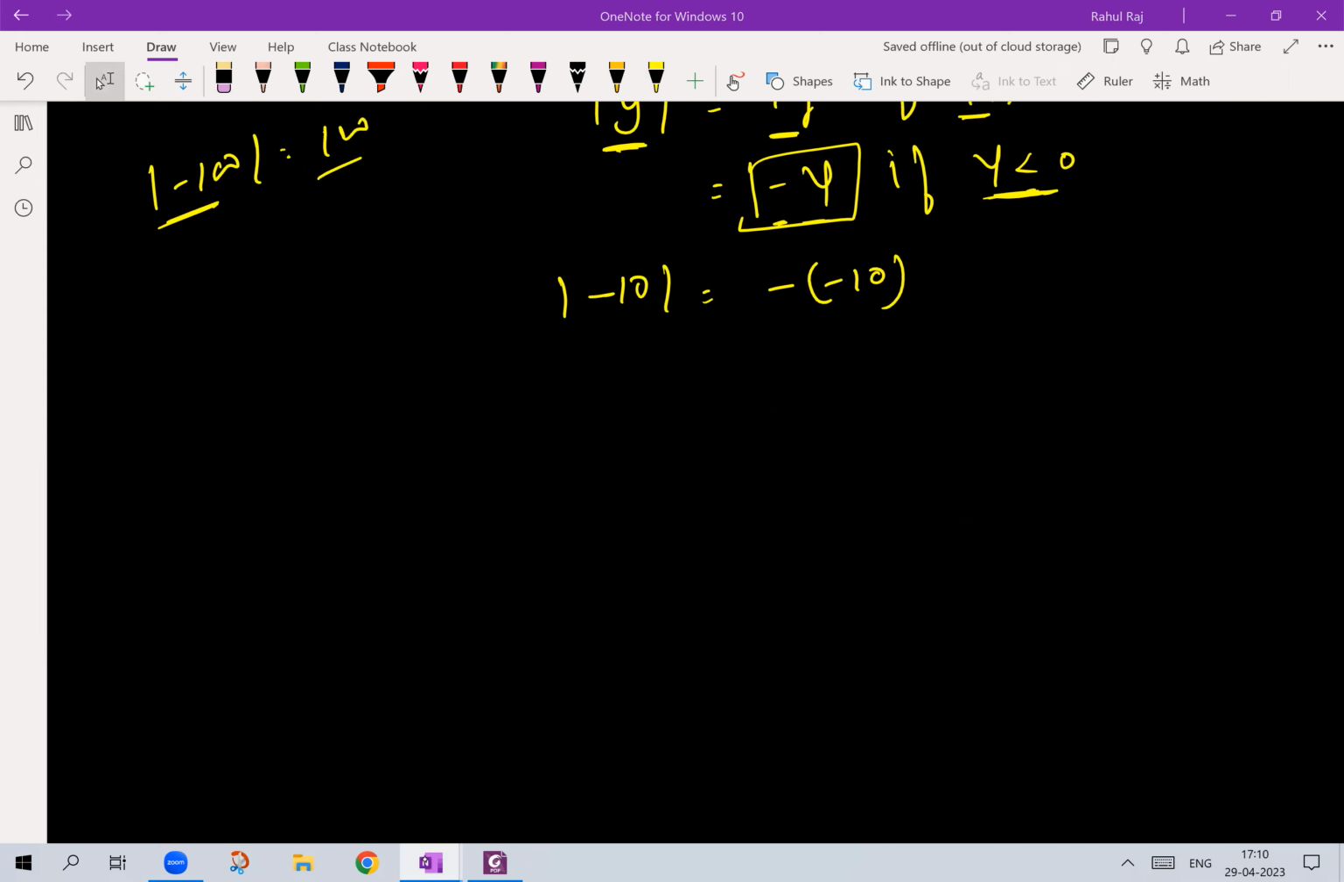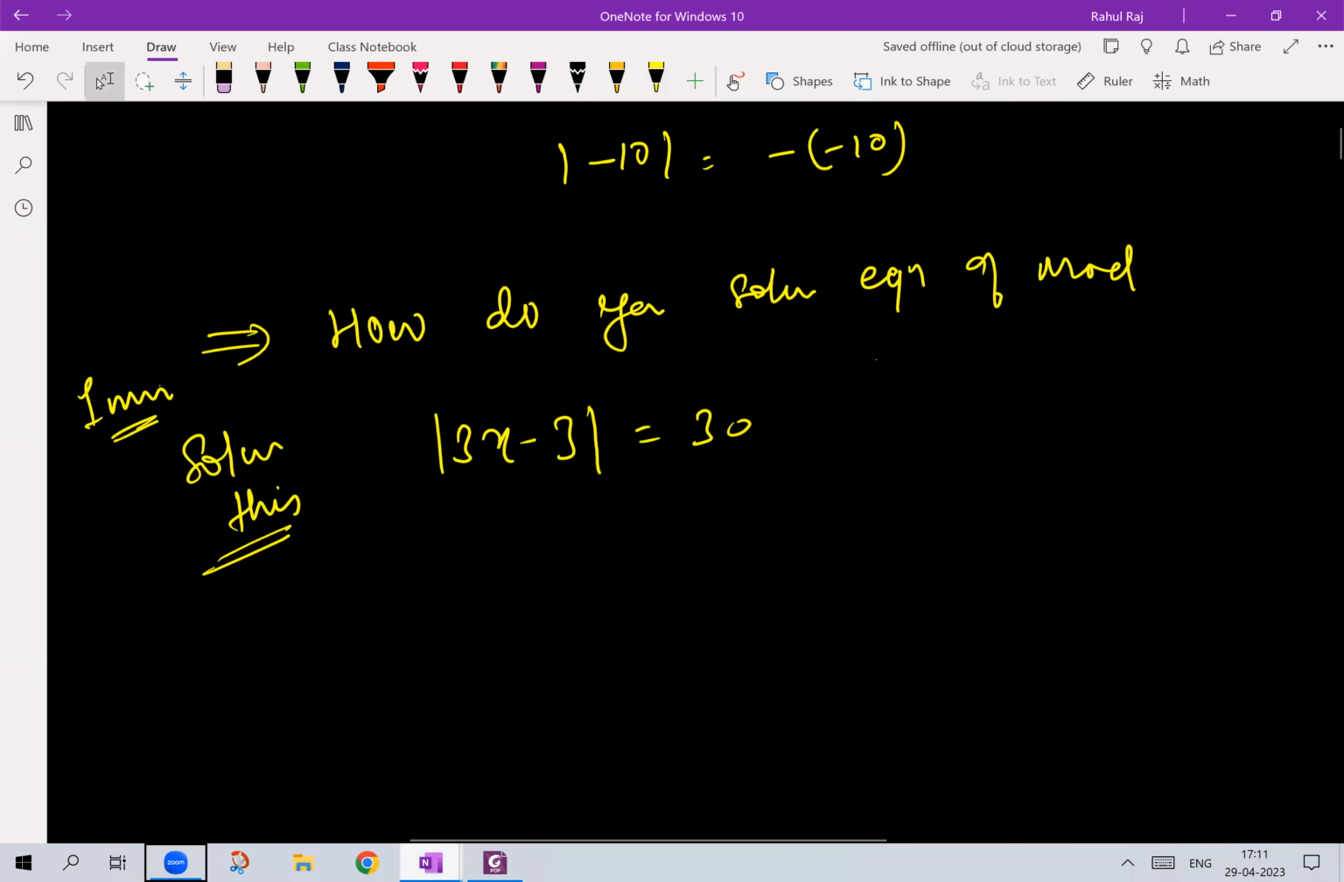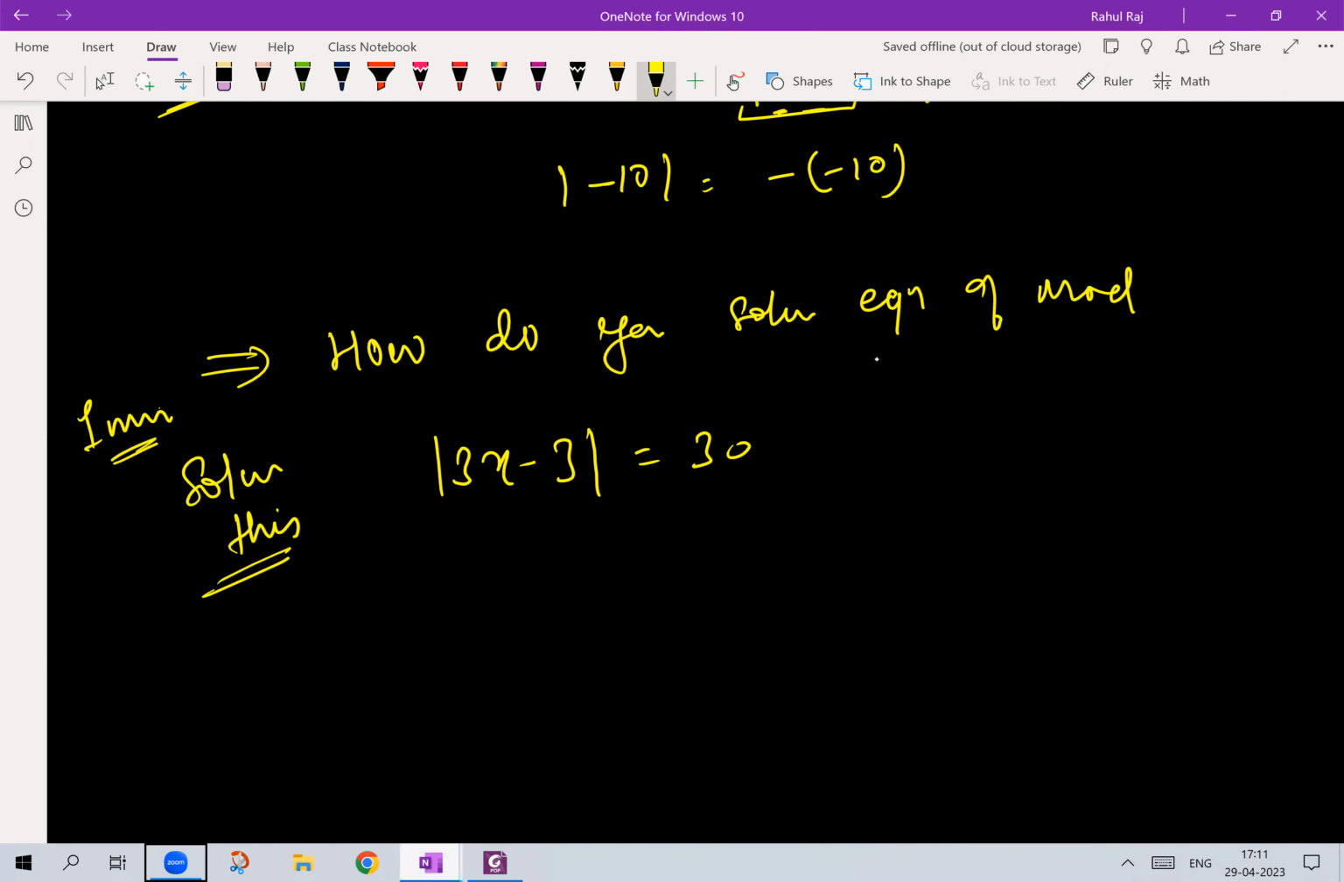Yeah. Now the second thing comes: how do you solve equations of mod? So imagine if I simply give you mod of 3x minus 3 is equal to, let's say, 30. Please solve this. Take a minute, solve this, tell me the answers, please. Very simple question. X equals 11 and minus 9. Absolutely.